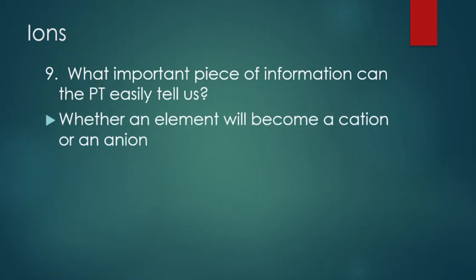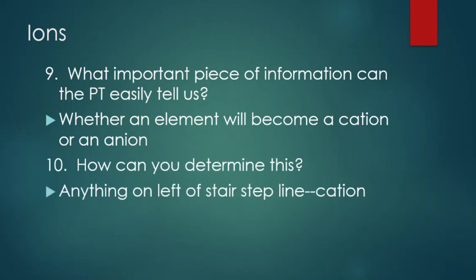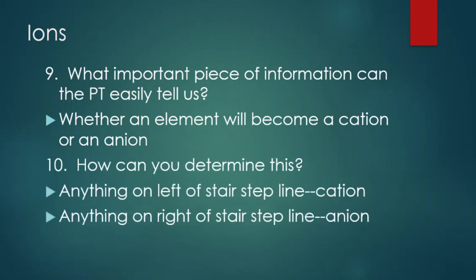The periodic table can tell us whether an element is a cation or an anion. That's easy. Zigzag line. Anything on the left? Cation. Anything on the right? Anion. Can you show us where the zigzag line is again? Yep. I'm going to put a periodic table here in just a second.